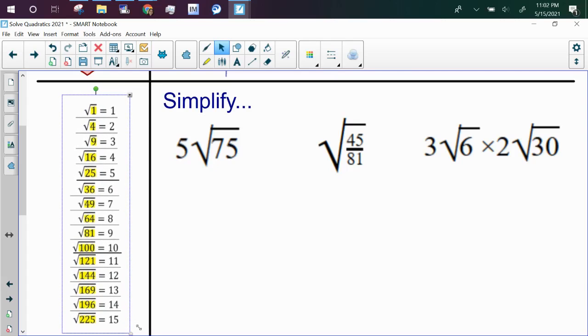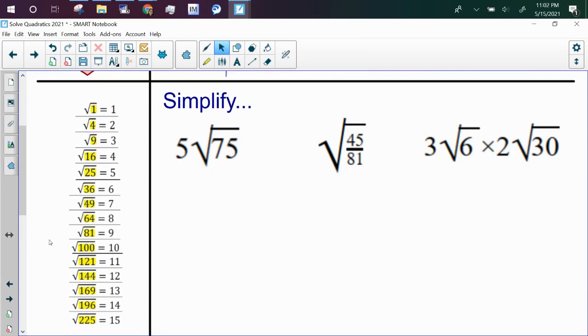I'm not asking you to copy this in, but we are going to reference this picture. So if you don't have it, write it. Okay. So the first problem we're looking at is 5 square root of 75. Just like before, we're going to simplify this radical. If I'm looking at 75, I know it falls right between 64 and 81.